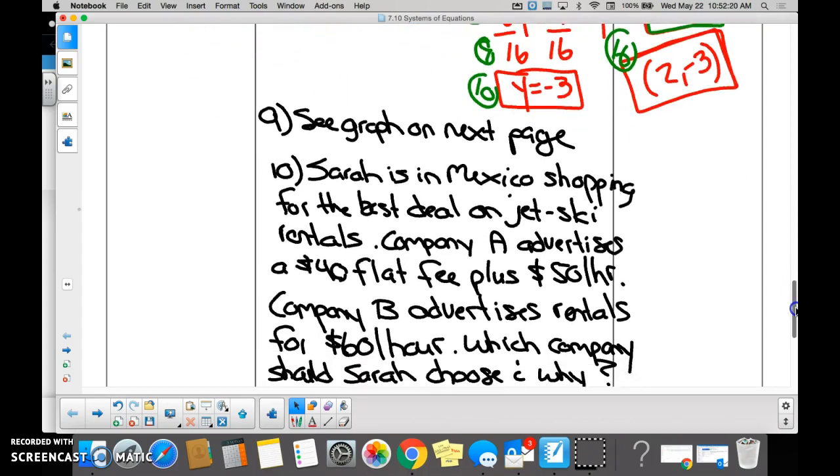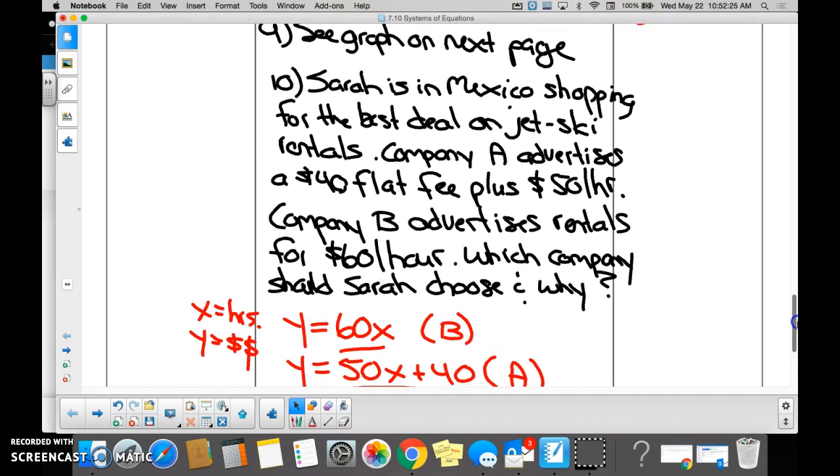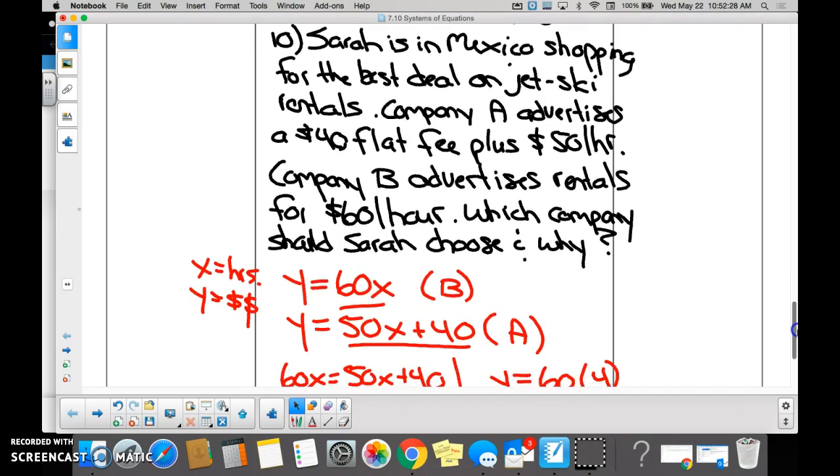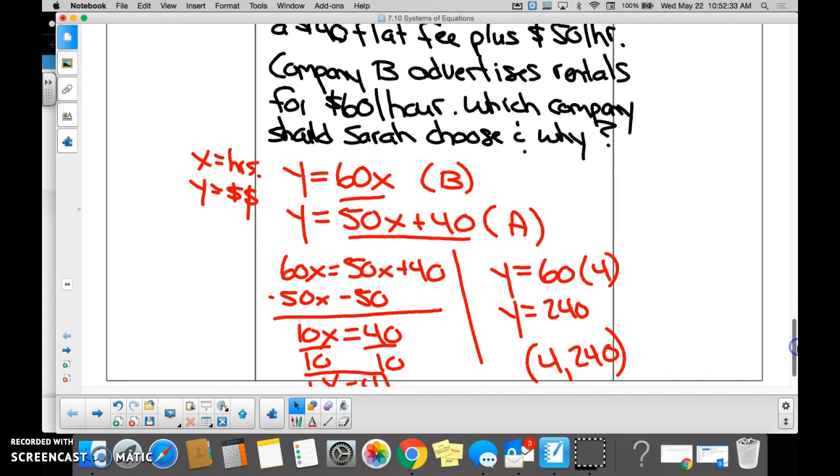The last problem, Sarah's in Mexico shopping for the best jet ski rental company. A lot of you used an XY chart to solve this one, which is totally awesome. If you wanted to solve using a system of equations, you simply have to write your 2 equations. One company charges $60 per hour, right here, company B, according to your word problem. Another company charges $50 per hour plus a $40 flat fee. Yes, no? We solved using a system, and then you guys also told me, and we saw on the chalkboard actually, that we can solve it using just an XY chart as well. And the answer is, if Sarah rents jet skis for 4 hours, either company works. It's the exact same price.